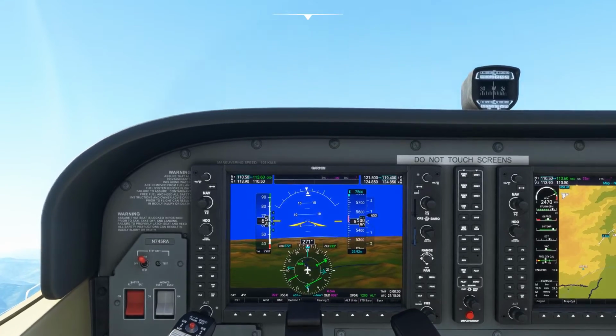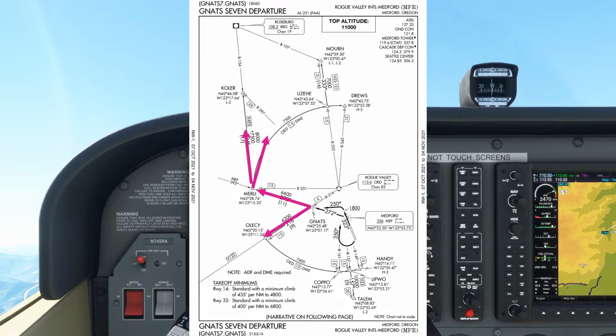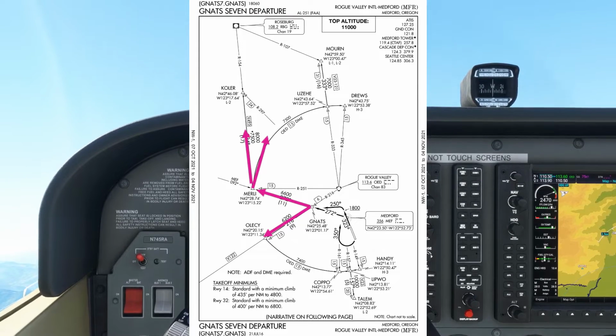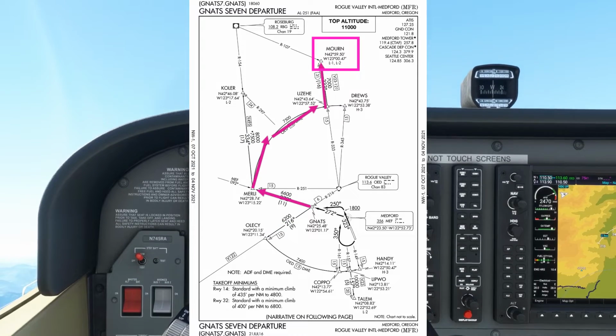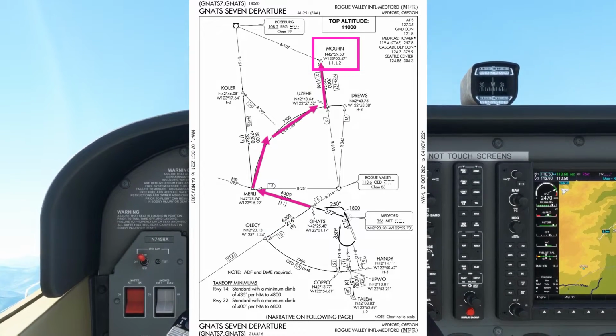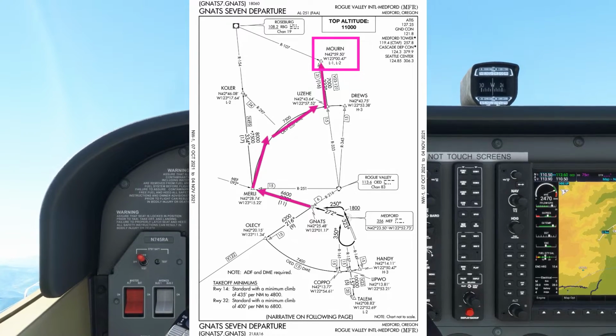So what happens after NATS? Well, have a look at the chart here and you'll see there's a number of ways that we could go. These are called transitions. They'll be assigned to you by air traffic control, and today we're going to do the Mour transition, which is roughly following the magenta arrows that I've lined out on the chart. The FAA also gives a text version of the departure and the transition, which can be seen here.